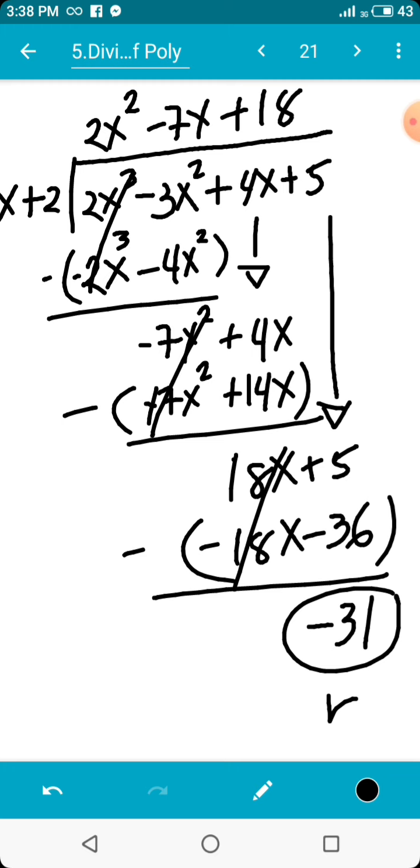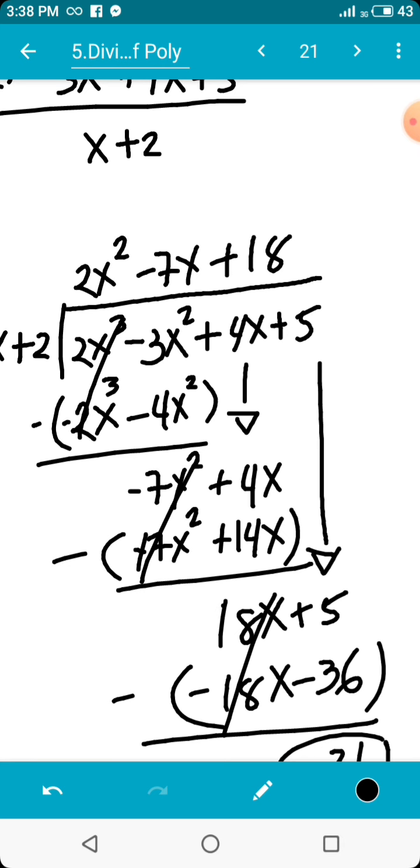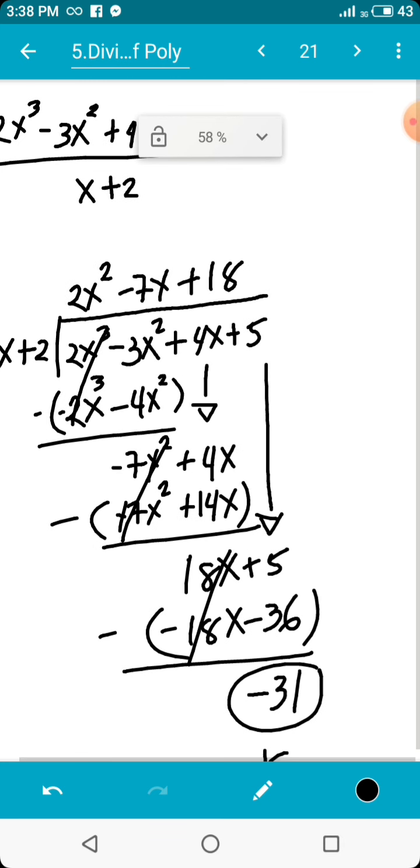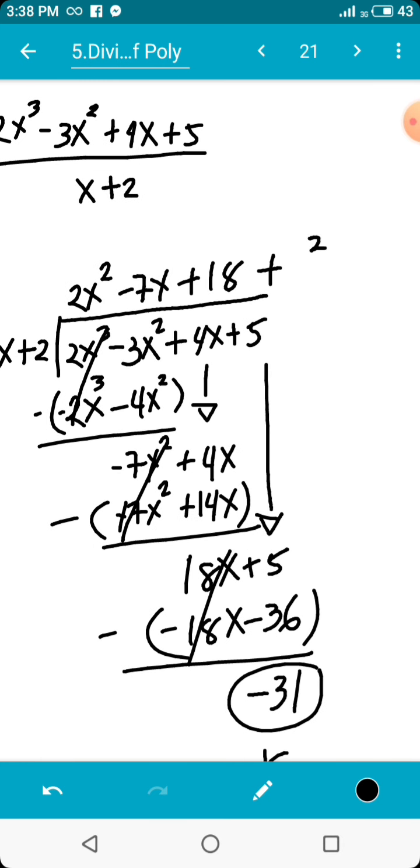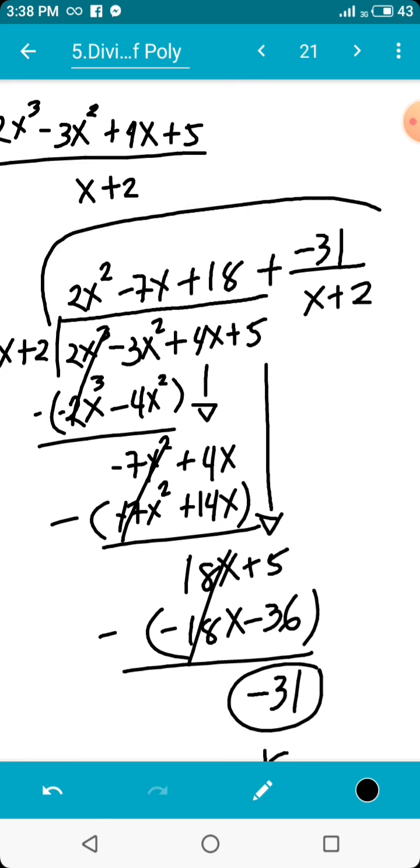So, yung mangyayari ngayon dyan ay, ilalagay natin dito, ipa-plus natin dito yung remainder negative 31 over yung divisor natin na x plus 2. Okay? Yan. So, ibig sabihin, ito ang ating sagot. 2x squared minus 7x plus 18 plus negative 31 over x plus 2. Okay?